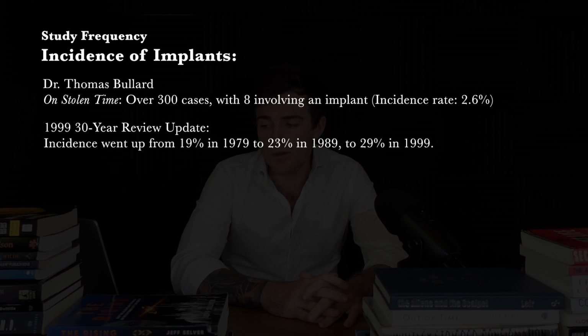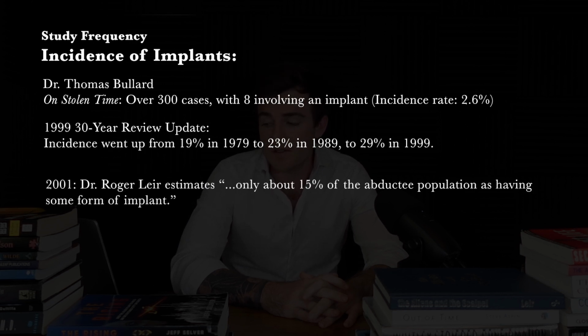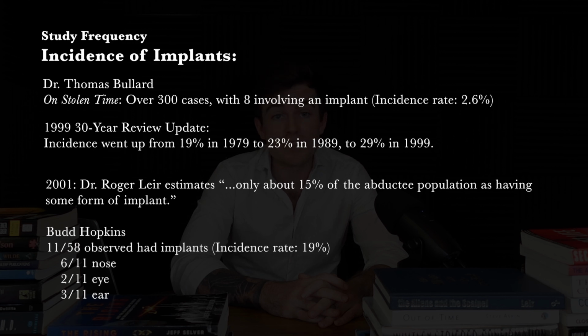Dr. Roger Leir writes in 2001 that he approximates only about 15% of the abductee population as having some form of implant. From Bud Hopkins' caseload, implants are observed in 11 of the 58 people, which is a sample incidence of 19%, and of those 11, 6 of the 11 went into the nose, 2 of the 11 went into the eye, and 3 of the 11 went into the ear.